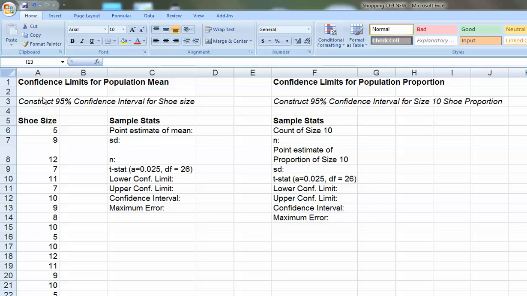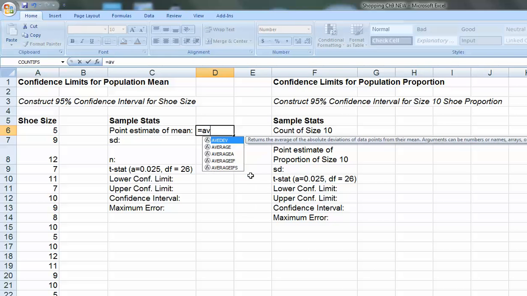Let's look at how we calculate confidence intervals. In this case, I want to construct a 95% confidence interval for shoe size. What do I do? Well, first of all, I need what's called a point estimate of the mean. What is our best estimate of the mean value of our data? Well, the best we can do is get the sample mean. So I am going to do that.